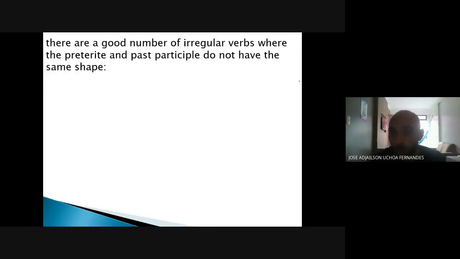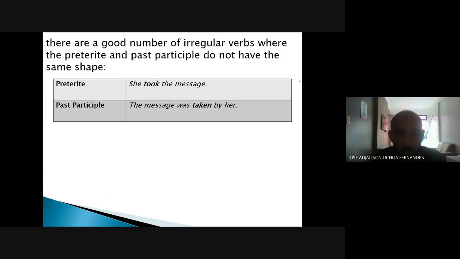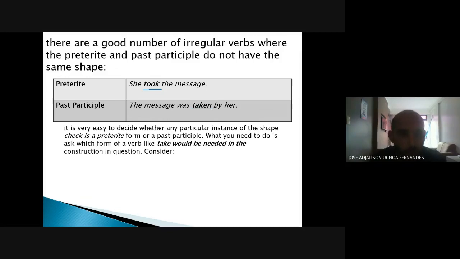So there are a good number of irregular verbs where the preterite and past participle do not have the same shape. Look here. The preterite here is took. She took the message. But the past participle is the message was taken by her. You see? Now the coincidence is not present anymore for irregular verbs, okay? And then I'd say that it's very easy to decide whether any particular instance of the shape check is a preterite form or a past participle.